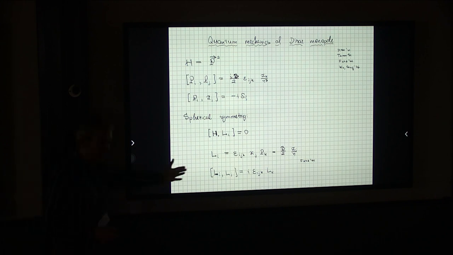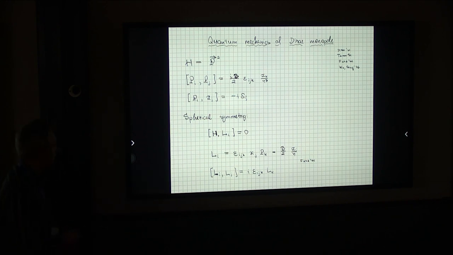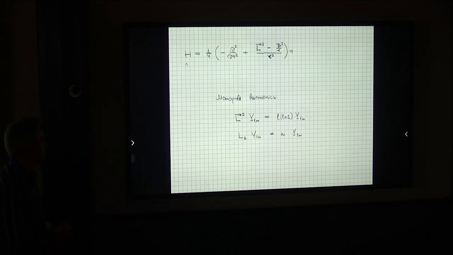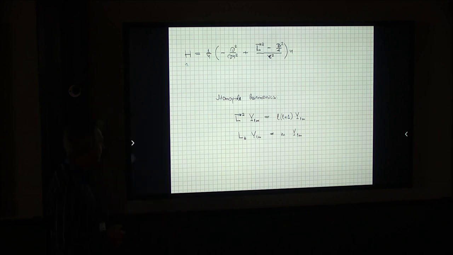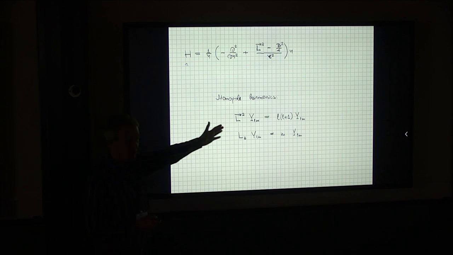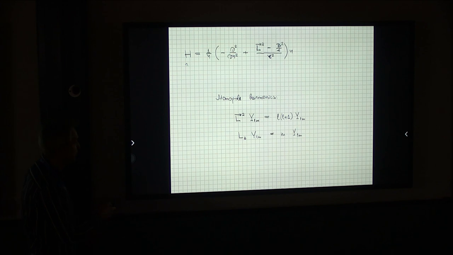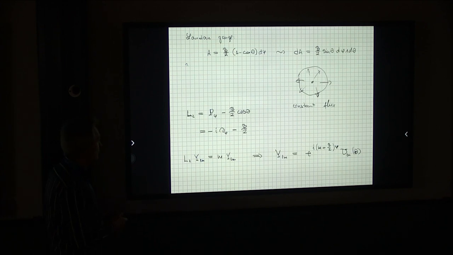Of course, this operator obeys the usual SU(2) commutation relations. So to find the spectrum, we simply start with diagonalizing L squared and L_z. They will define some spherical functions that are different from the usual spherical functions because L contains a coupling to the gauge field. So these are usually called monopole harmonics, and it's relatively easy to construct them explicitly.